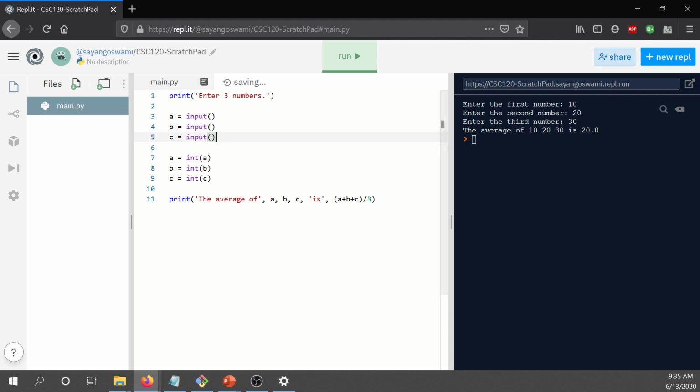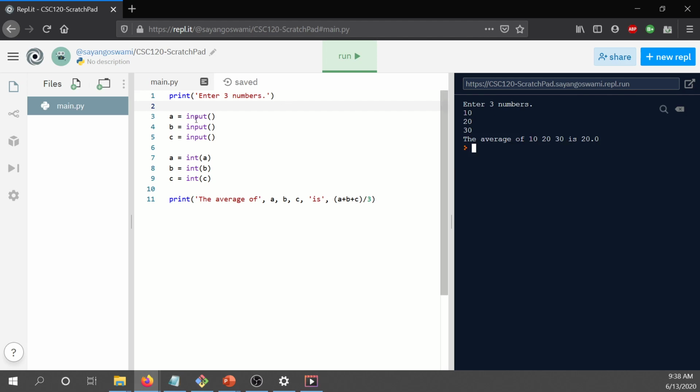So instead of doing it this way, with enter first number, enter second number, enter third number, you could say print enter three numbers, and then actually do this. You can just enter the numbers one by one. So you could say 10, 20, and 30, and it would give the same output. But this time, instead of prompting you three times, it prompted you just one time. It said enter three numbers, and then you did it one by one.